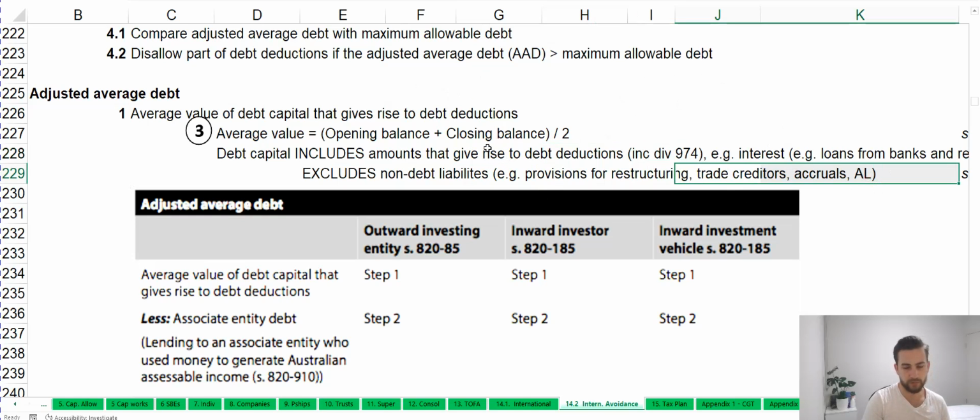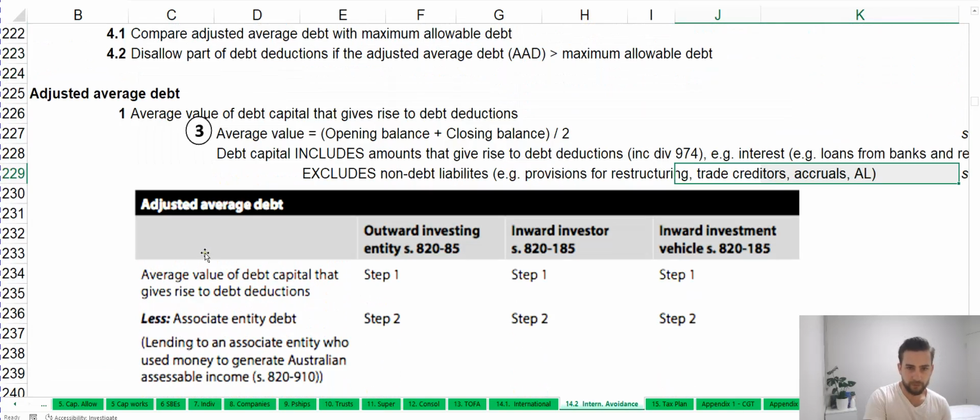Working capital are items that you need on a day-to-day business basis, like inventory, your provisions, your accruals, your trade creditors, your leave provisions, and so forth. They're not debt. Debt is just cash, loans, related party loans, borrowings, things like that.